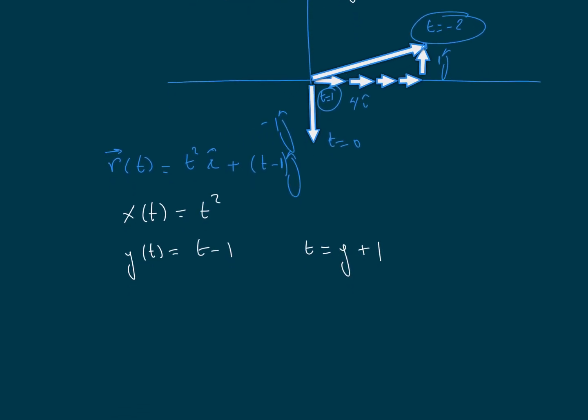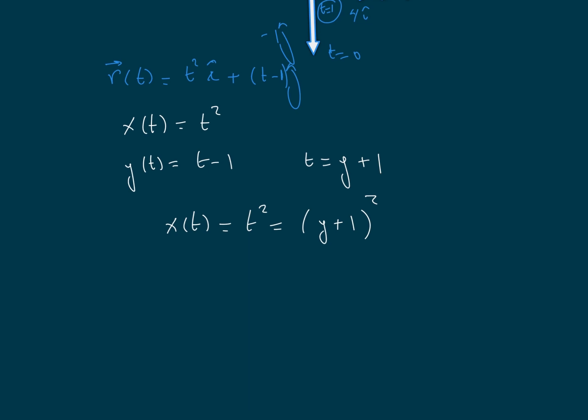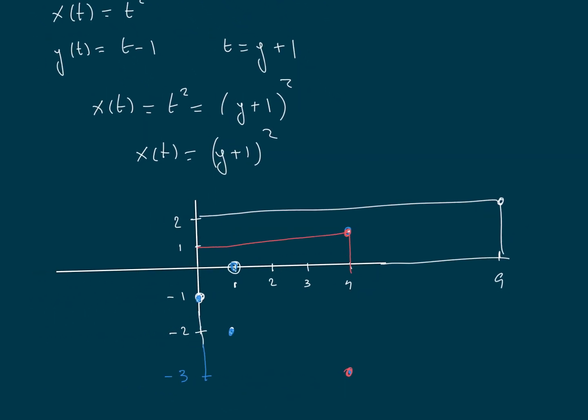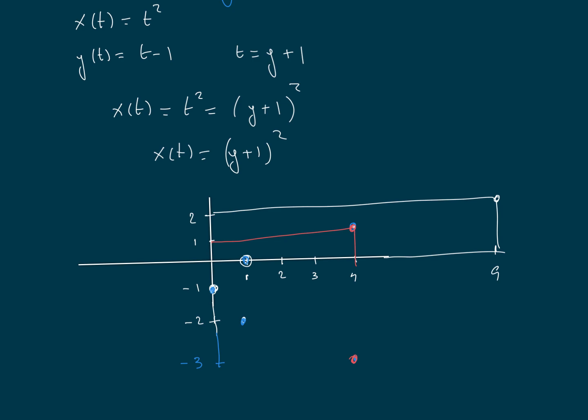So x of t is t squared, but t is y plus 1. So x should be the graph of y plus 1 squared. And what is this graph? Well, if you represent points, you can see that when y equals 0, x equals 1. When y equals 0, you are here, so x equals 1.